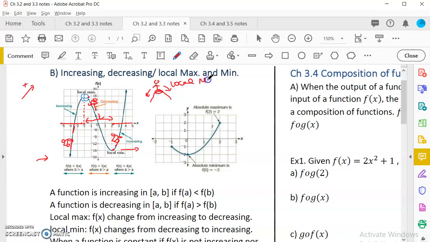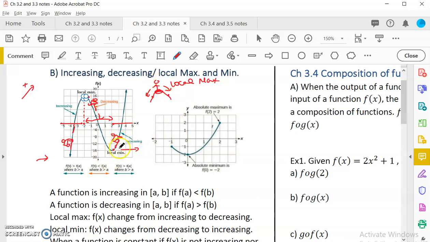Why do we call it local? Because it's not the highest of the whole curve. When you go beyond -2 and beyond 2, you will be going higher and higher here, so all these points will be greater than what you have here, that is 16. But at this point, all the points in this neighborhood are lower than it. That's why it's called the local maximum.